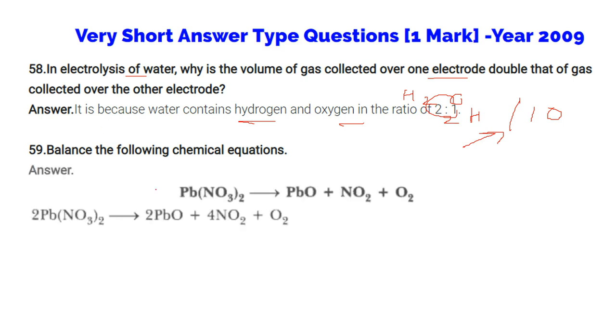Balance the following chemical equation: Pb(NO3)2 gives PbO, NO2, O2. This is the balanced chemical equation. We see that all the elements here are equally numbered. Sorry, the atoms of each element.